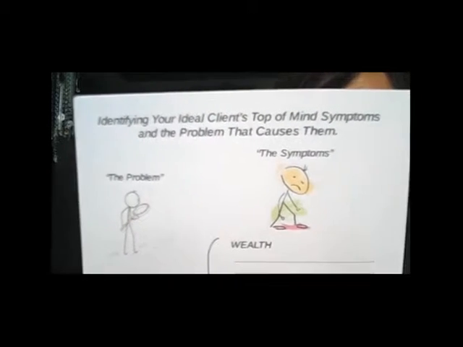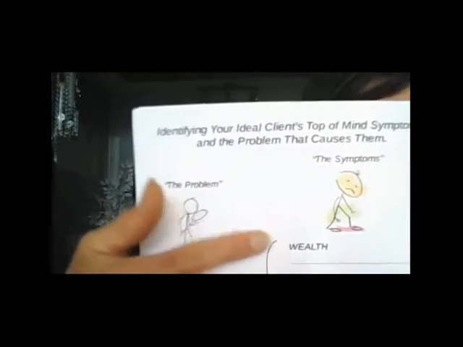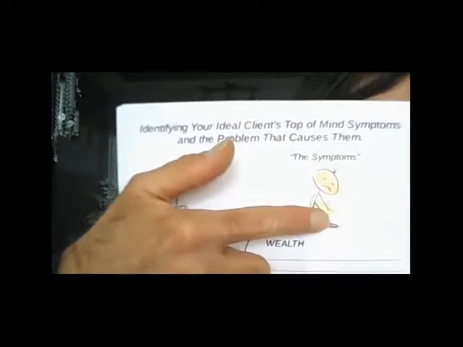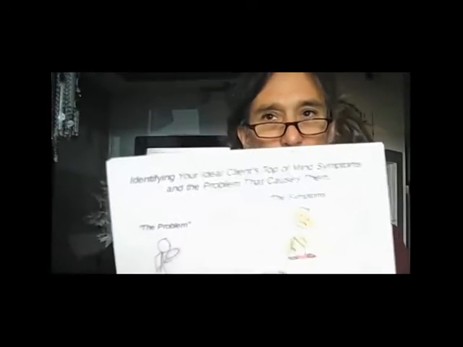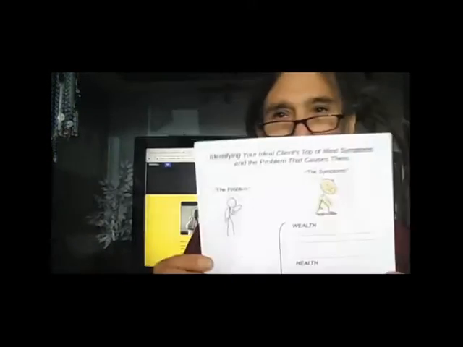And the problem that causes them. So we're going to be going over the problem and the symptoms that this ideal client is suffering. You must need to know these because that's what's on their mind. If you don't know their problems and their symptoms, you're not going to get their attention in the marketing. So we have to get the problem and the symptom identified.